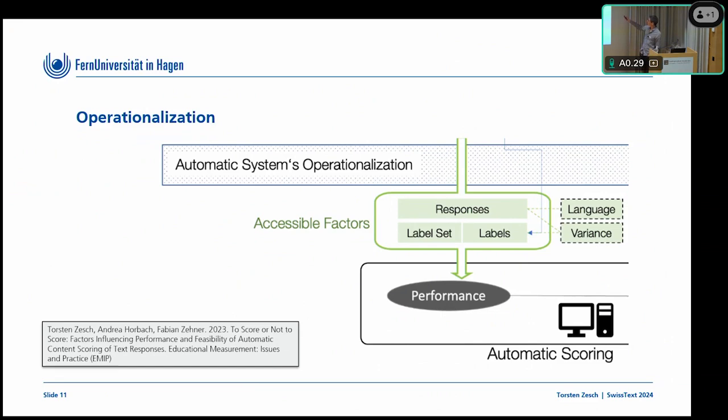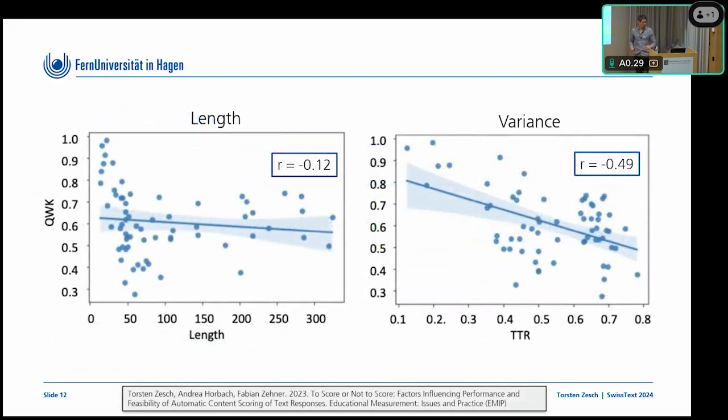And of course, a system trained on English is not that easy to apply to German. We will see cross-lingual results later. But it's probably about the variance. We somewhat simplistically tried that with type token ratio again. At least the fit is a bit better now. It's still not perfect, so there needs to be something else going on, or we need to measure variance in a better way. That seems to be the case.